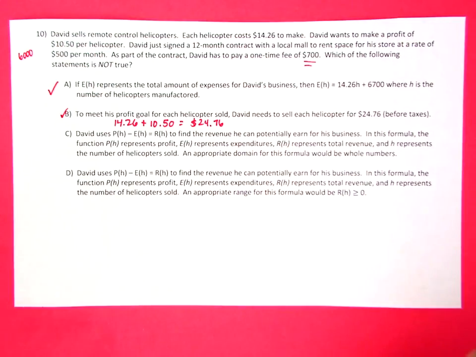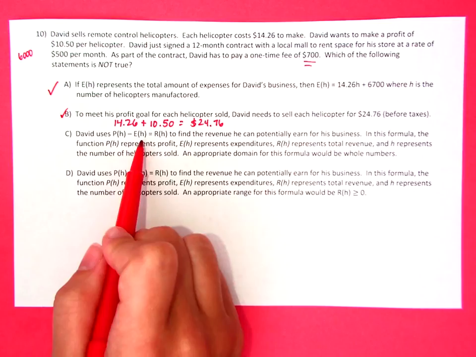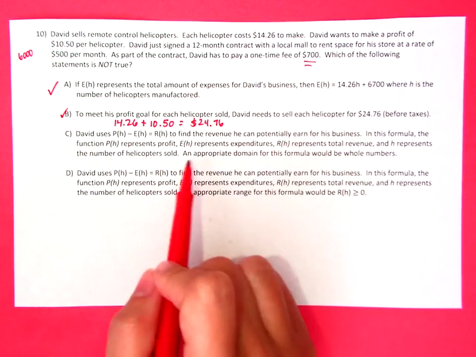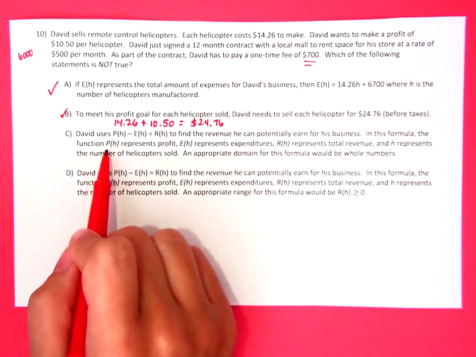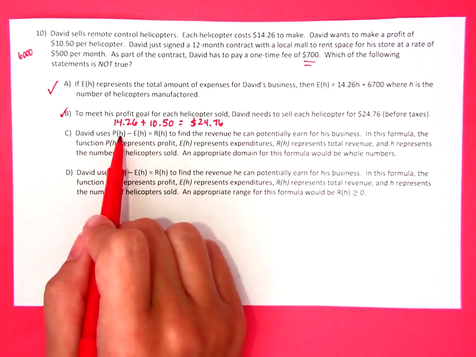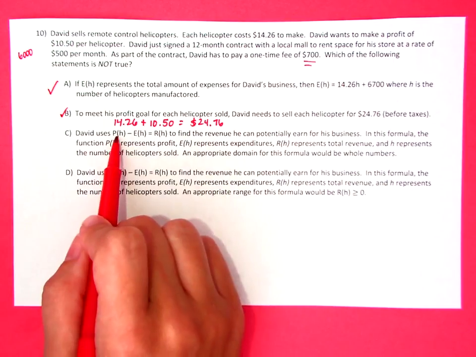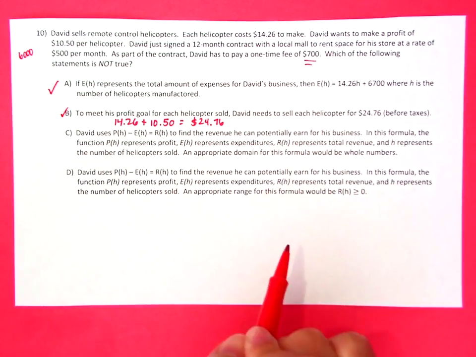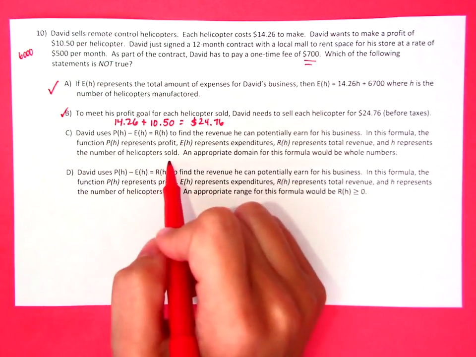That upholds. It says David uses P of H minus E of H equals R of H to find the revenue he can potentially earn for his business. Revenue is like money that he brings in. In the formula, the function P of H represents profit, and E of H represents expenditures, so he's going to take his profit and subtract his expenses, and that's going to give him his total. And so what we're looking at here is H represents the number of helicopters sold.